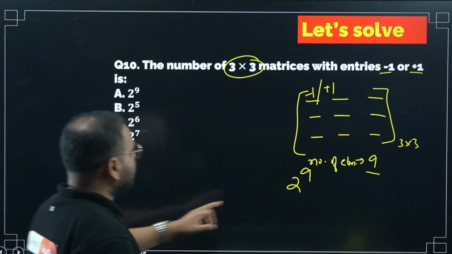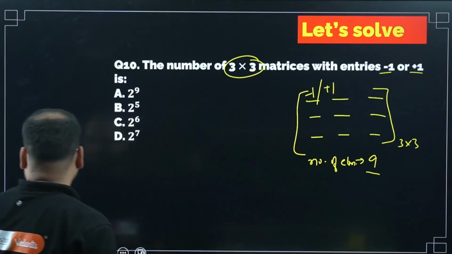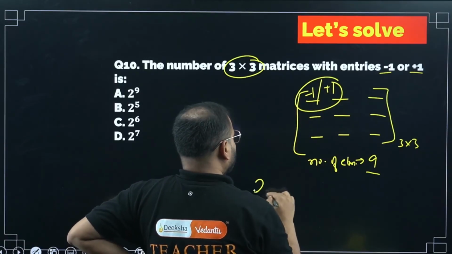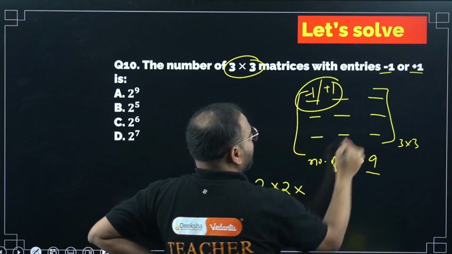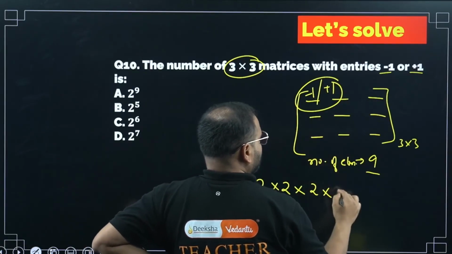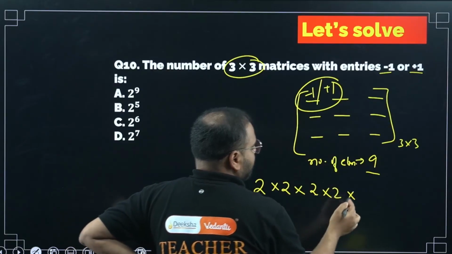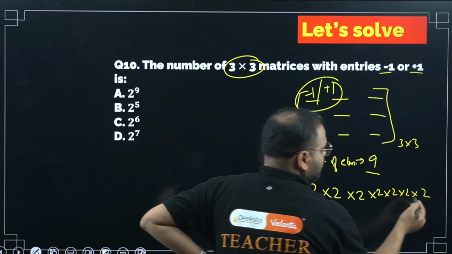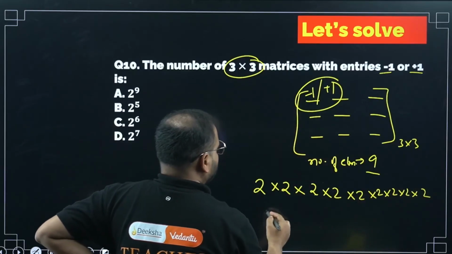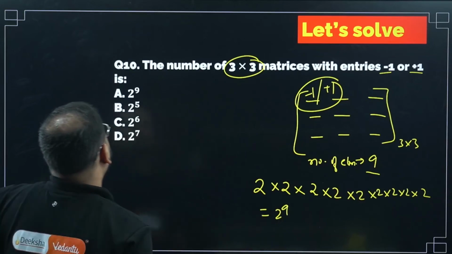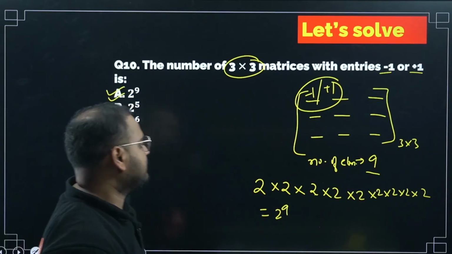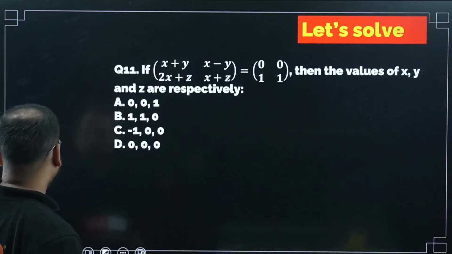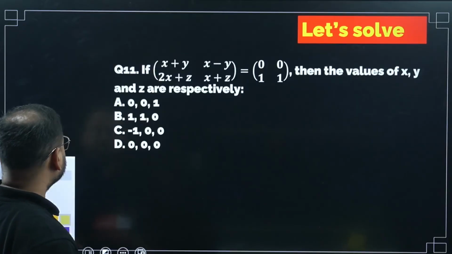If you are not able to understand from 2 power 9, think like this. One category will be just for this element. How many options for this? 2. How many options for this? 2. How many options for this? 2. And how many times will this come? 1, 2, 3, 4, 5, 6, 7, 8, 9. So what is this? 2 power 9. What is my answer? A, 2 power 9. Each element has 2 options, so 2 power 9, 2, 9 times.